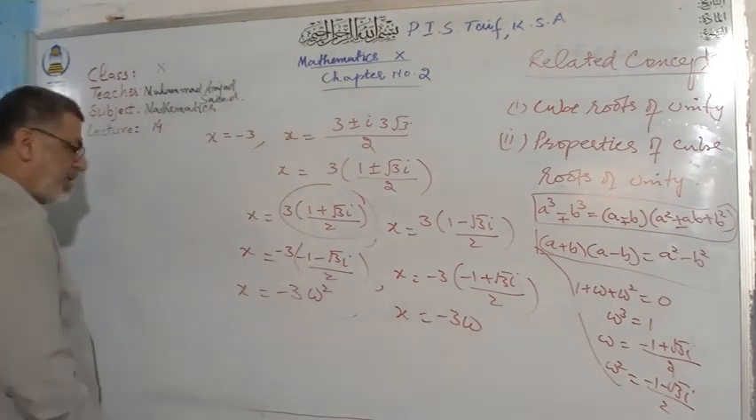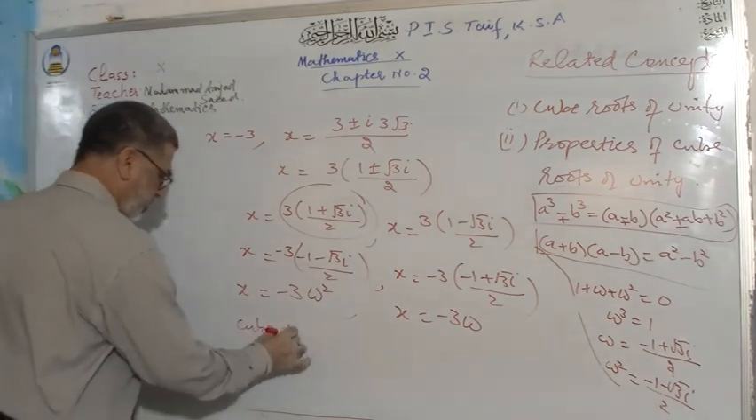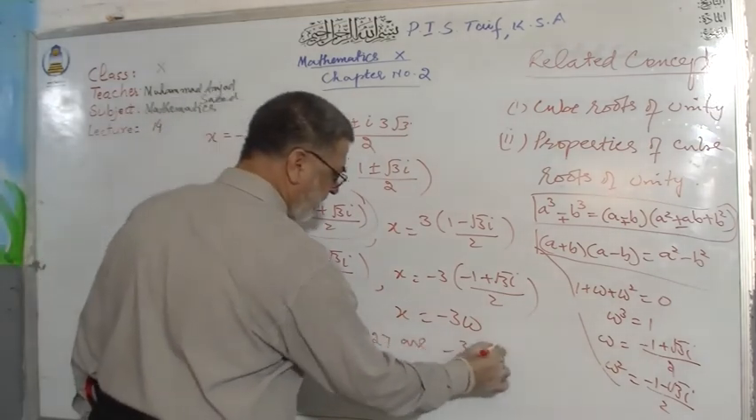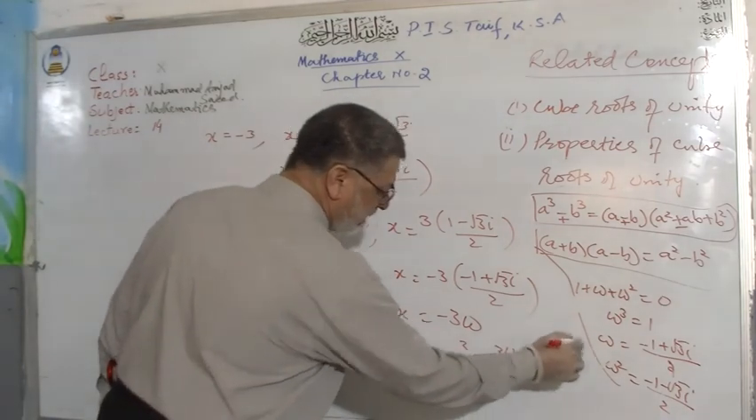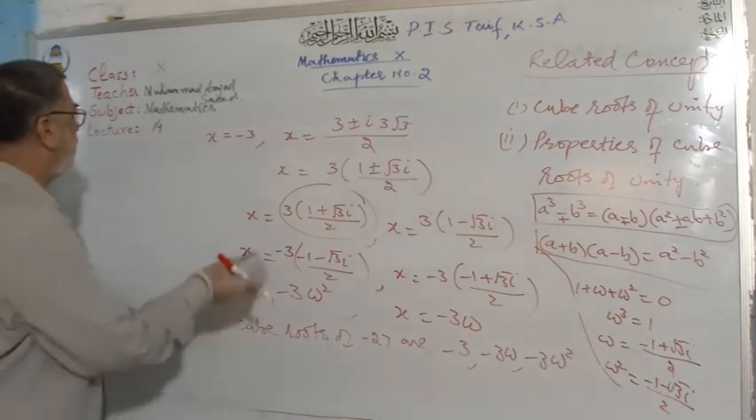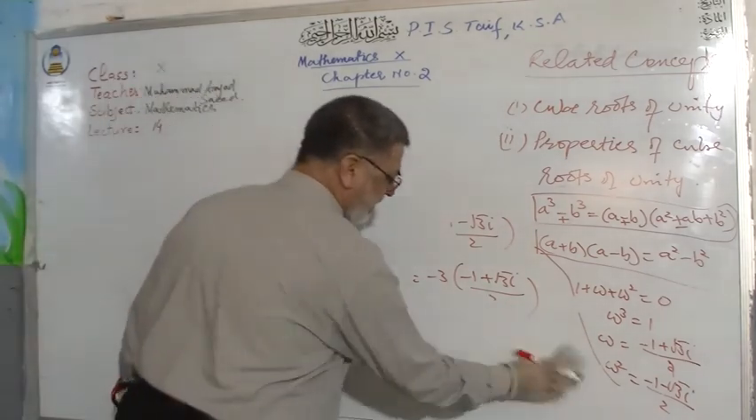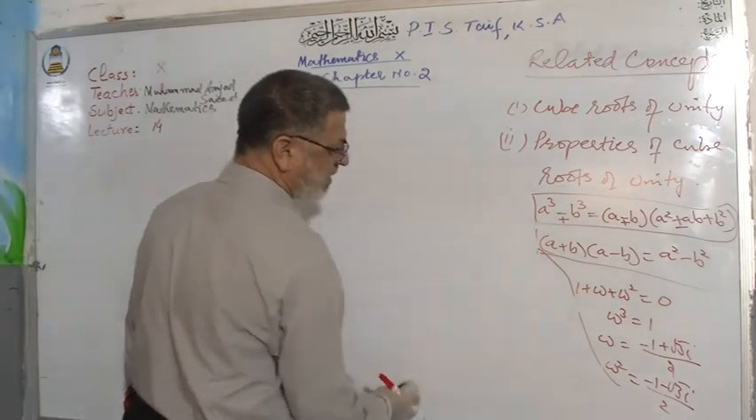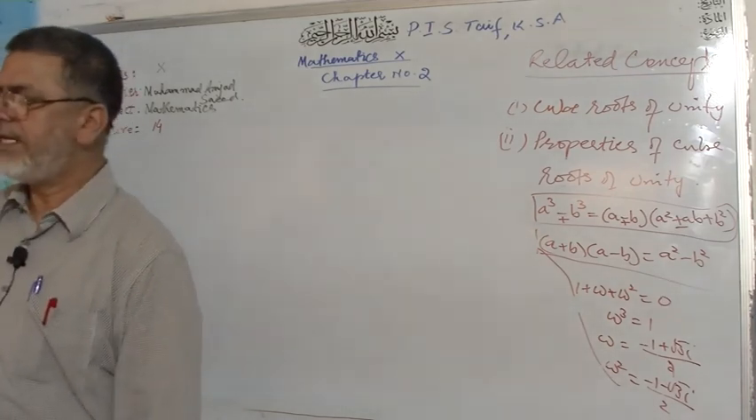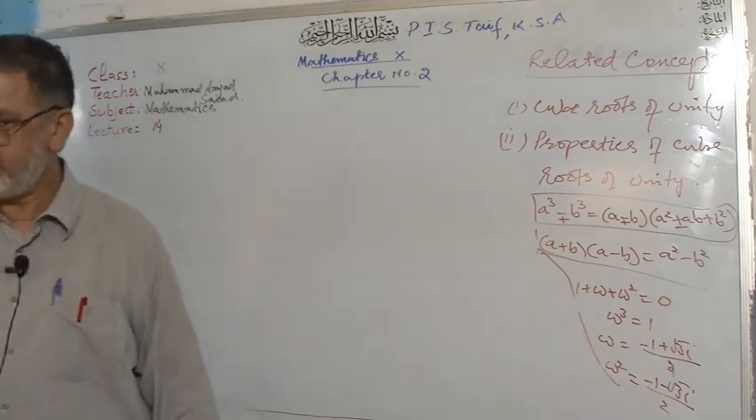So what are the answers? The three cube roots of minus 27 are minus 3, minus 3 omega, minus 3 omega square. That is your answer. Dear students, I hope that you understood this question. And by the use of the same technique, we will find the others. You can do them. What I left for you, minus 1 and 8, hopefully you can do it. Okay. Assalamu alaikum. Allah Hafiz.